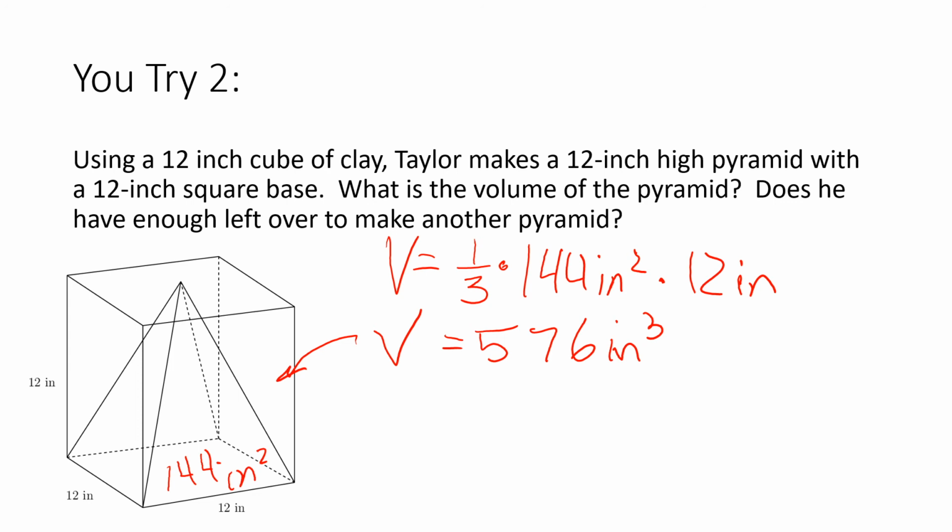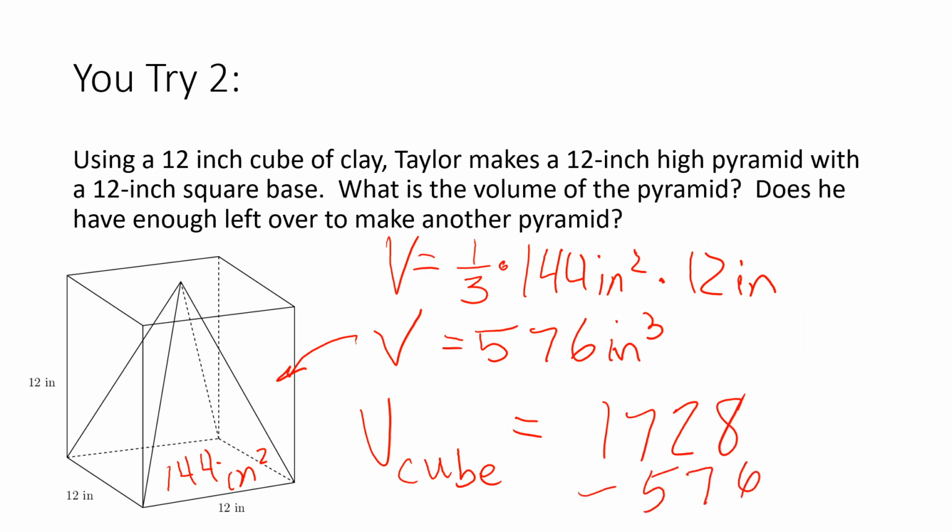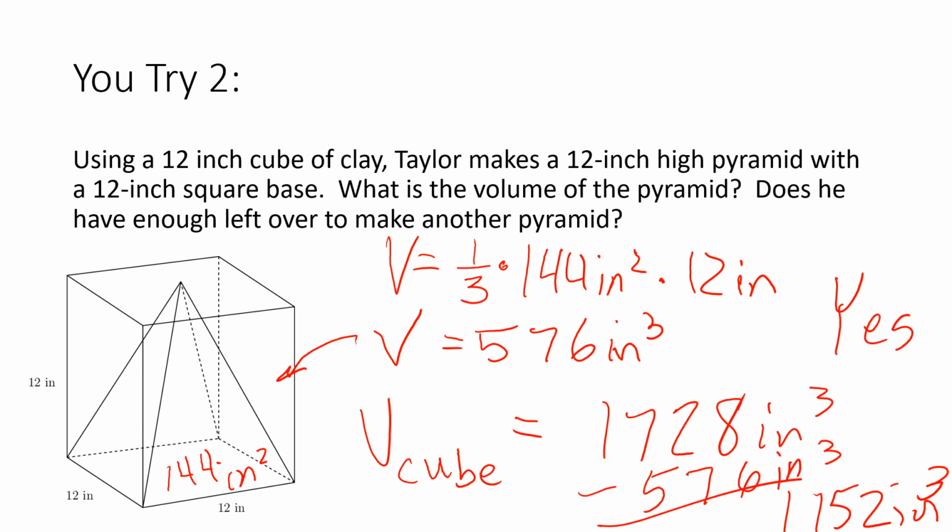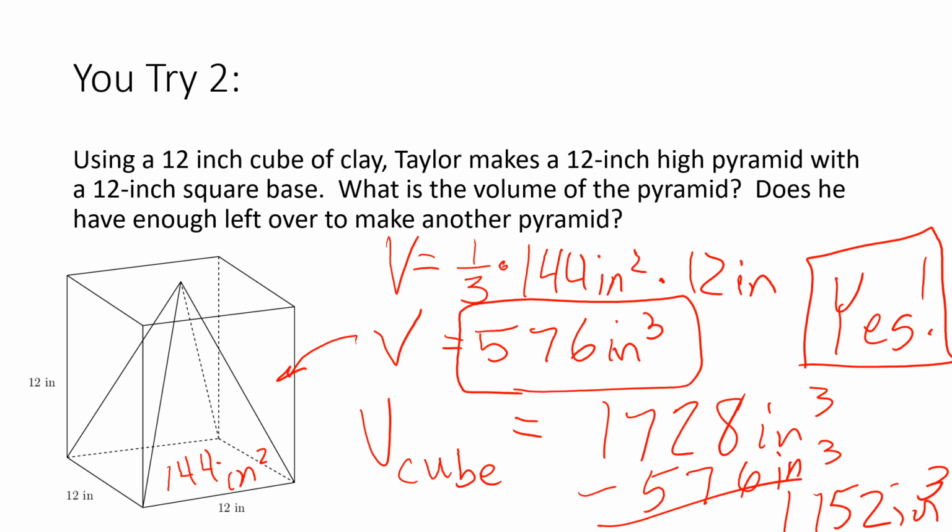So let's find the volume of the whole cube. The volume of the cube is equal to 12 times 12 times 12, which is 1,728. So if I subtract off 576, now I have 1,152 left over, inches cubed, of course. So yes, Taylor definitely has enough left over to make another pyramid.